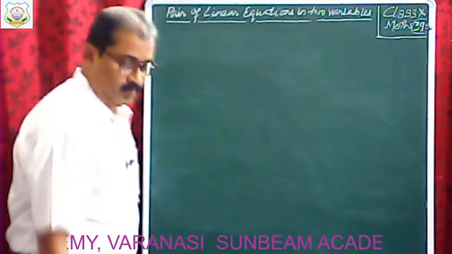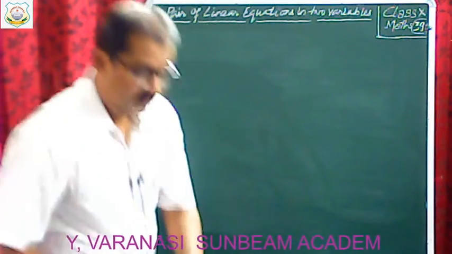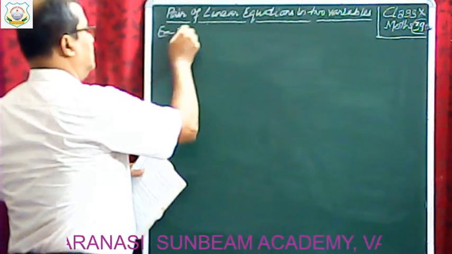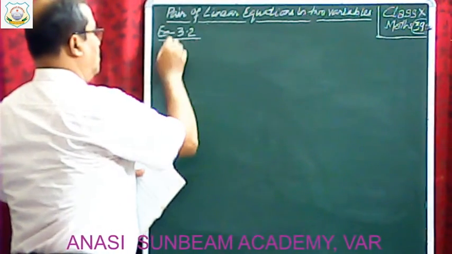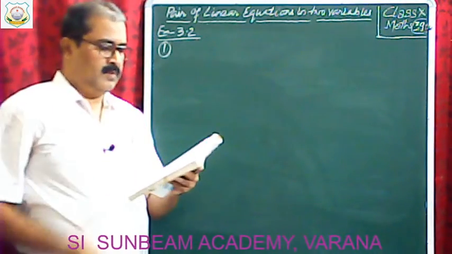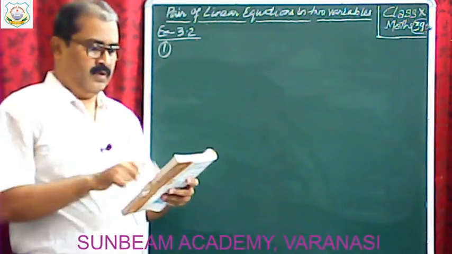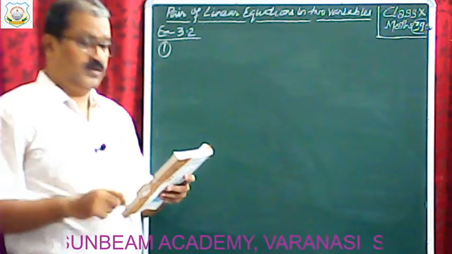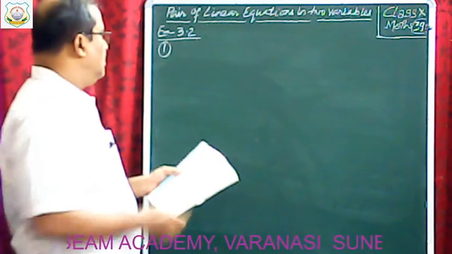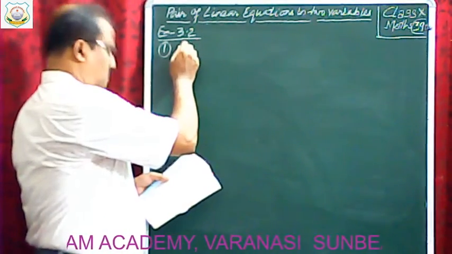Exercise 3.2. Exercise 3.1 you have to do yourself in the same manner. Exercise 3.2, question number 1. Form the pair of linear equations in the following problems and find their solution graphically. When graphically, you have to find the solution. Question number 1 first.